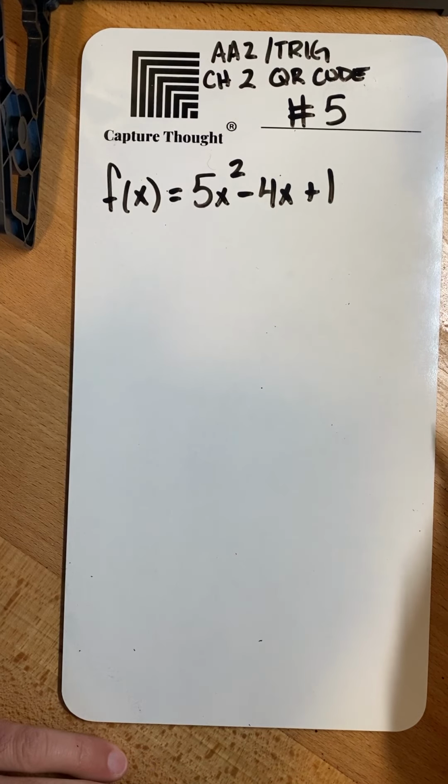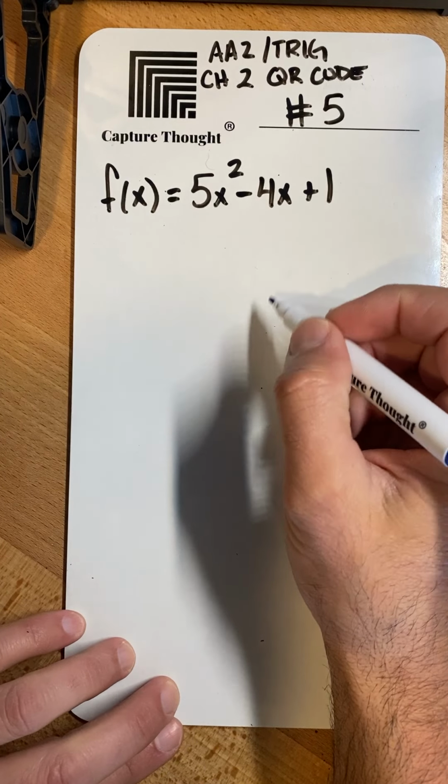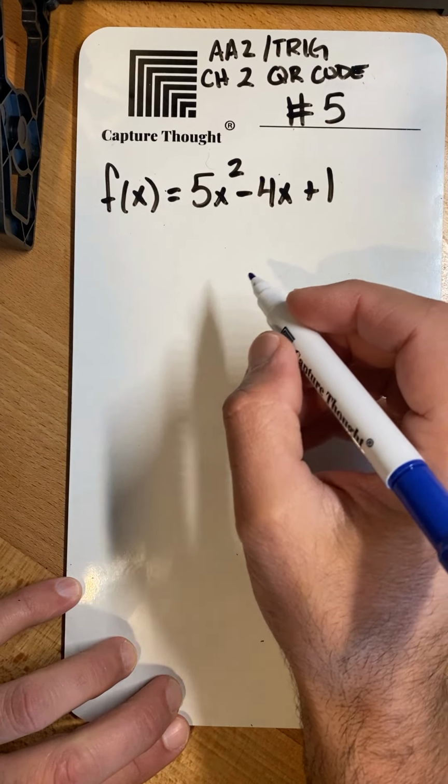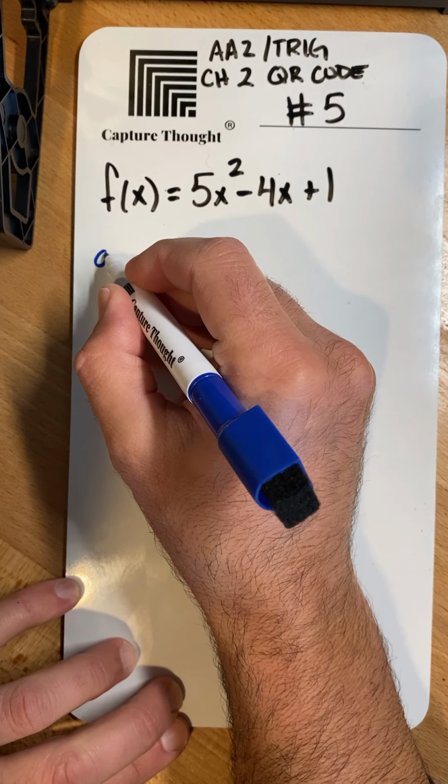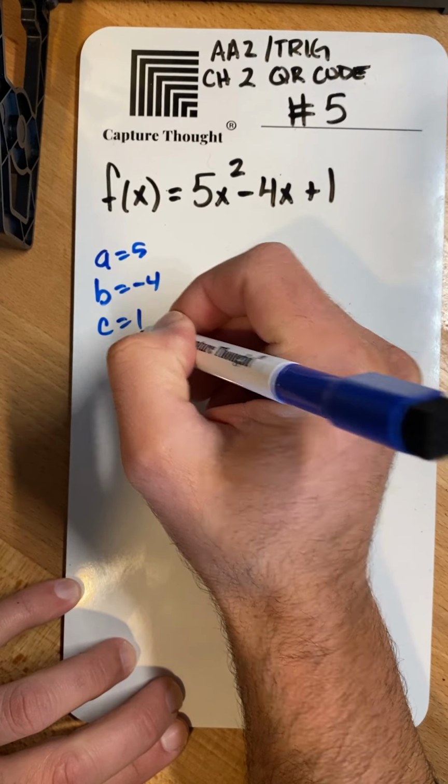Number 5 on the QR code review is asking us to just find the zeros of the function. So if you look at this, you'll probably realize that this will not factor. So instead, we're going to do our 3-step process. So A is equal to 5, B is equal to -4, and C is equal to 1.